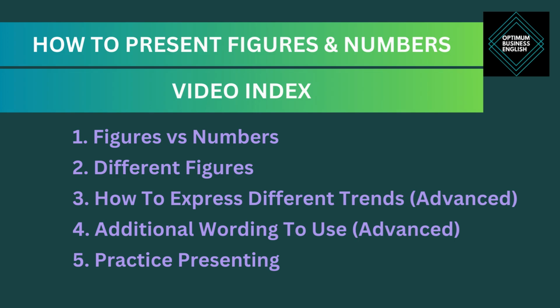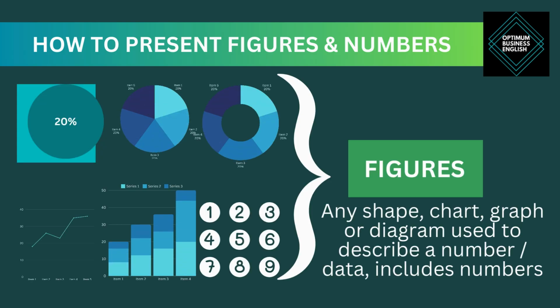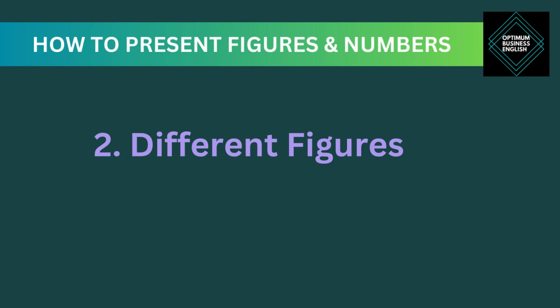Let's get started. And a good starting point is to understand the difference between figures and numbers. Figures are any shape, chart, graph, or diagram used to describe a number or set of data, and it includes numbers. Whereas numbers are considered to be both figures and numbers. The next thing would be to understand the basic idea behind the different types of figures you may wish to use in a presentation.